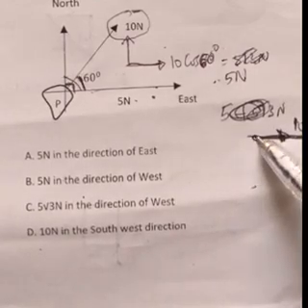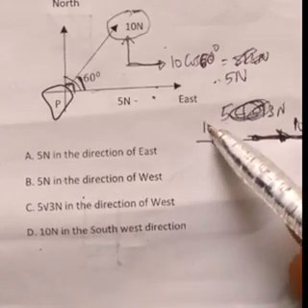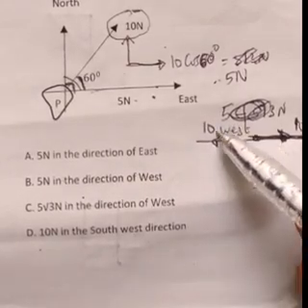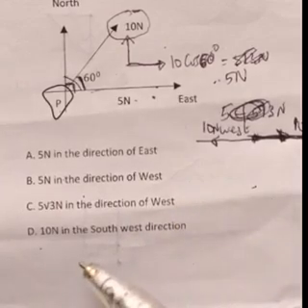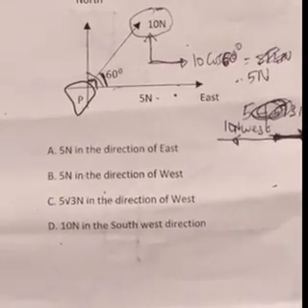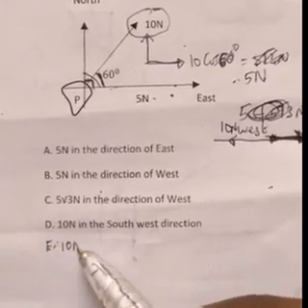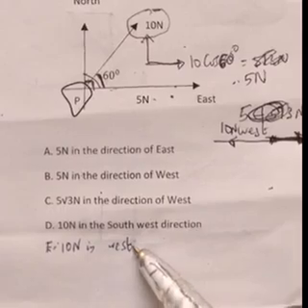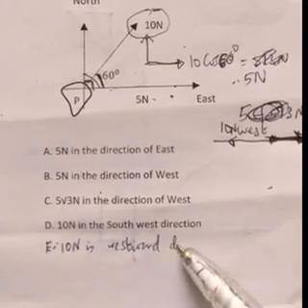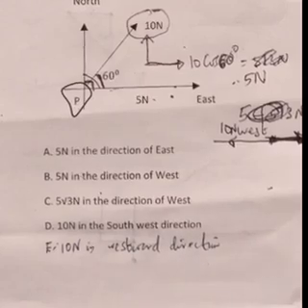So to stop the body from moving eastward, we need another force to pull the body in the opposite direction, 10 Newton towards the west. 10 Newton west will cancel out 10 Newton east. So the answer should be, it's not in the options, I'll put it myself, option E: 10 Newton in the westward direction, or 10 Newton westward.